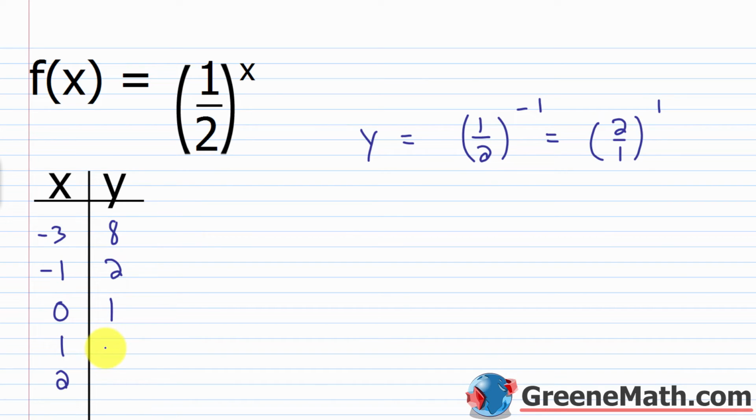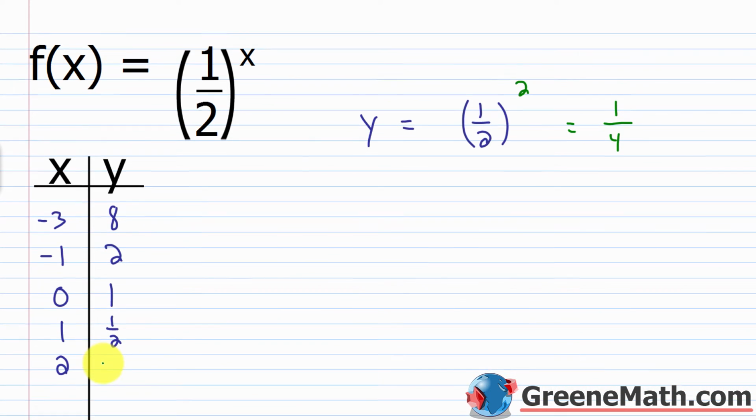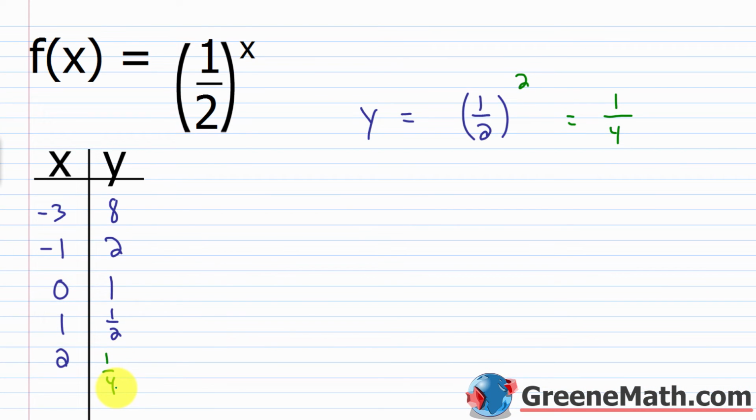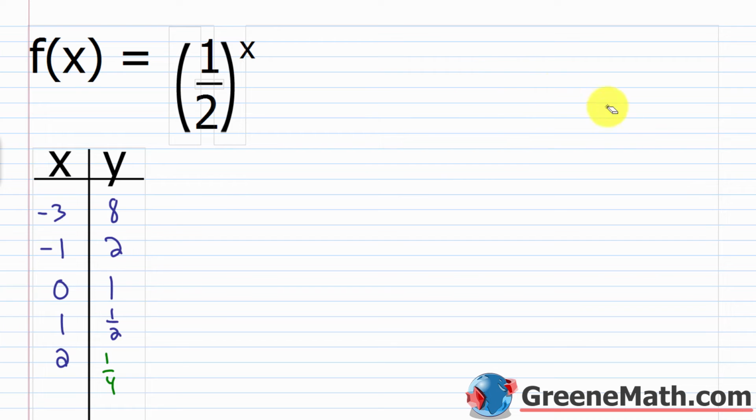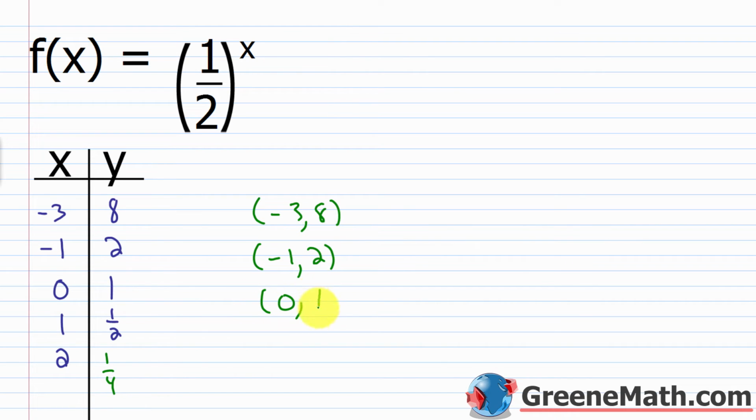0, 1 we already have. If x was 1, y would just be 1/2. Then if x was 2, we could say this is 1 squared, which is 1, over 2 squared, which is 4, or simply 1/4. All right, so let's erase this, and we'll just jot these ordered pairs down. We have -3, 8. We have -1, 2. We have 0, 1. We have 1, 1/2. And we have 2, 1/4.